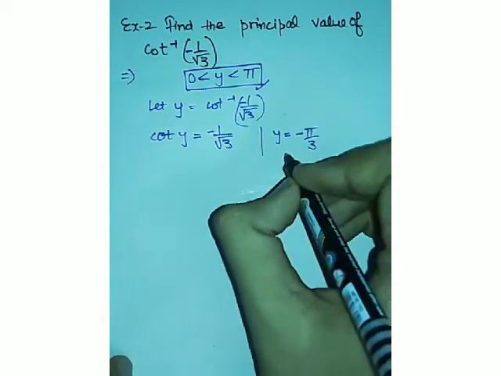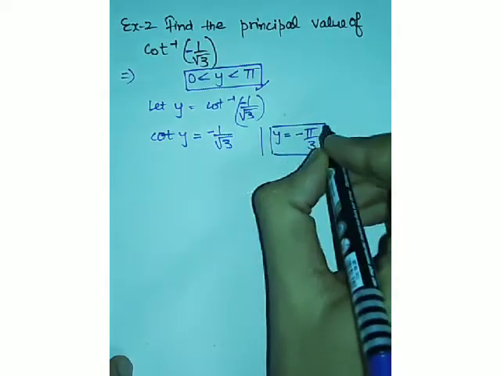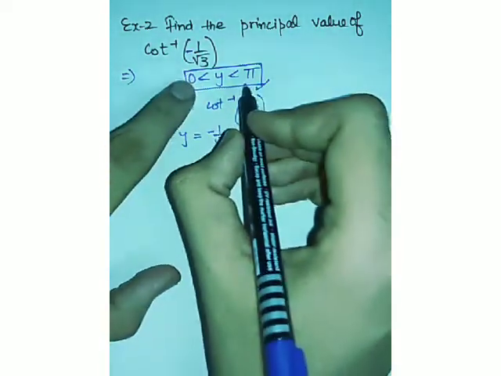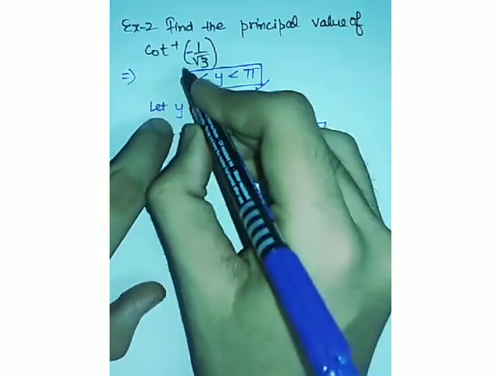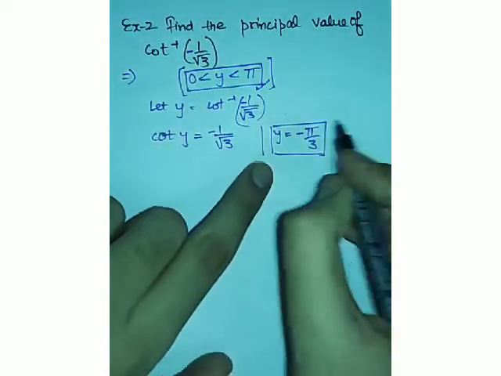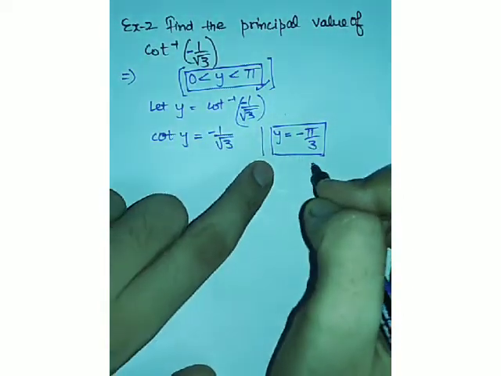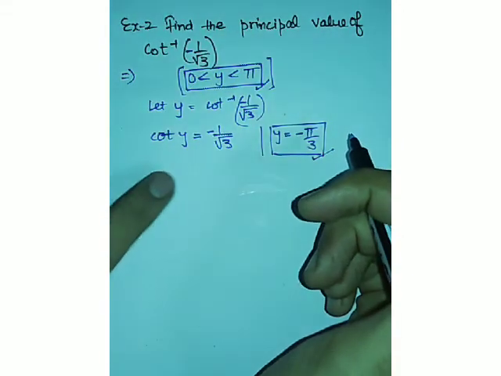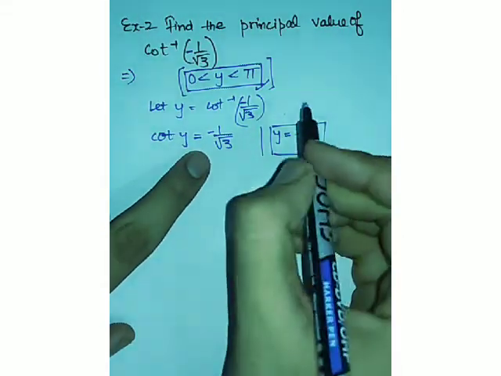But the thing is, this is not our principal value. Why is it not our principal value? Because it's not lying in the interval of the principal value branch. Our principal value must be greater than 0 and less than pi, and this is minus pi by 3, which is less than 0. That is why we have to modify it a bit, and only then will we be able to find the principal value.